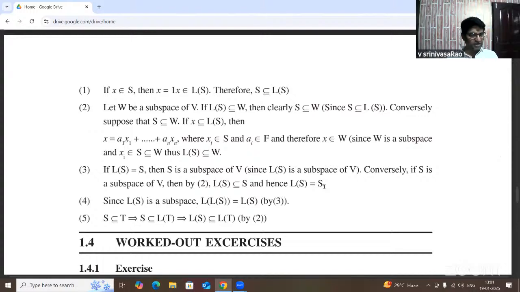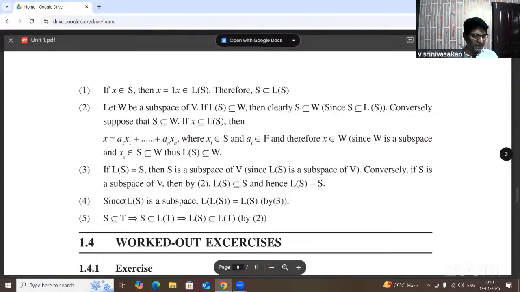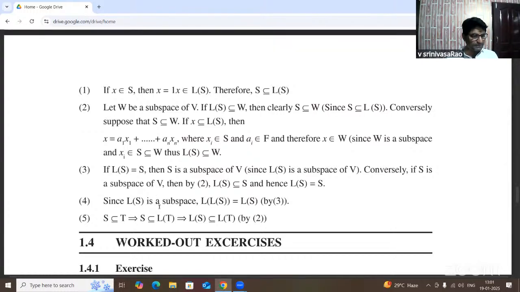Okay, because here L of s is a subspace of V. So finally, when the linear span is a subspace, L of L of s equals L of s, yes. That is the third condition we can prove.